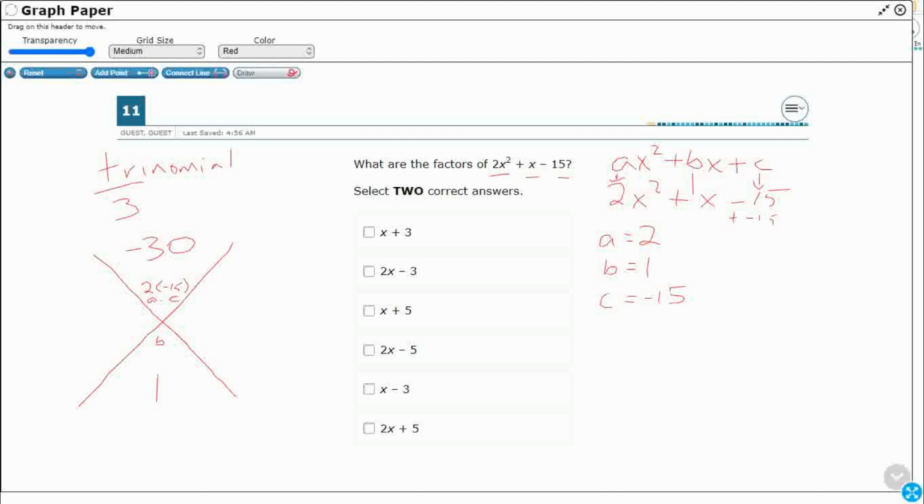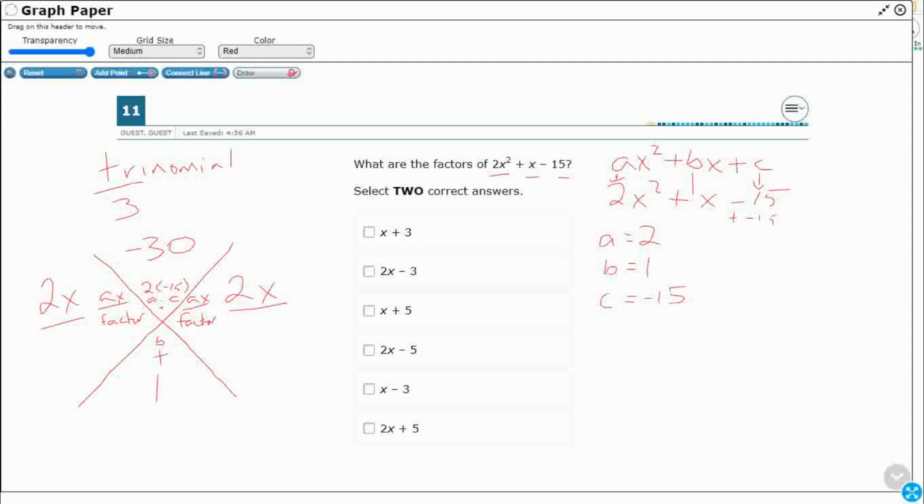So on the left and the right, we're going to write ax over factor, and then ax over factor. What we're doing is we are trying to find two factors that multiply to negative 30 and add to positive 1. So my a is 2, so I'm going to write 2x over, 2x over, and then my factors are going to go in my denominators. We're not going to leave them as a fraction. We just use that because we might need to simplify.